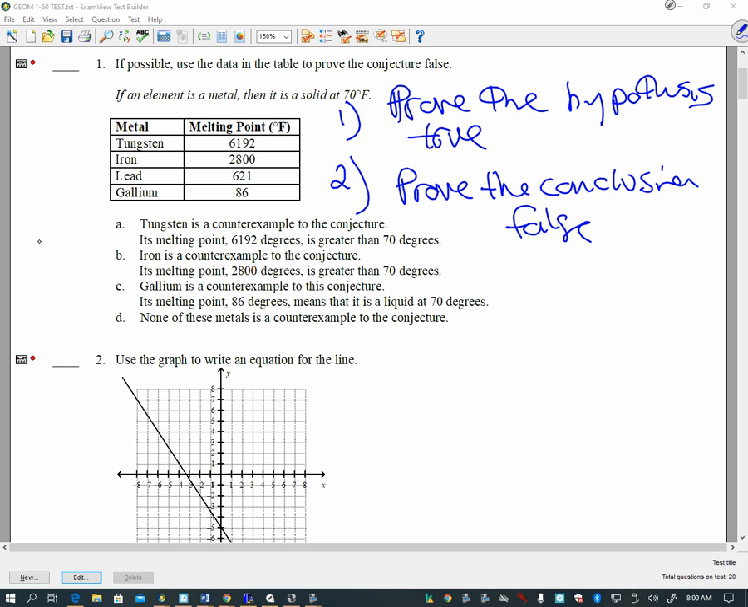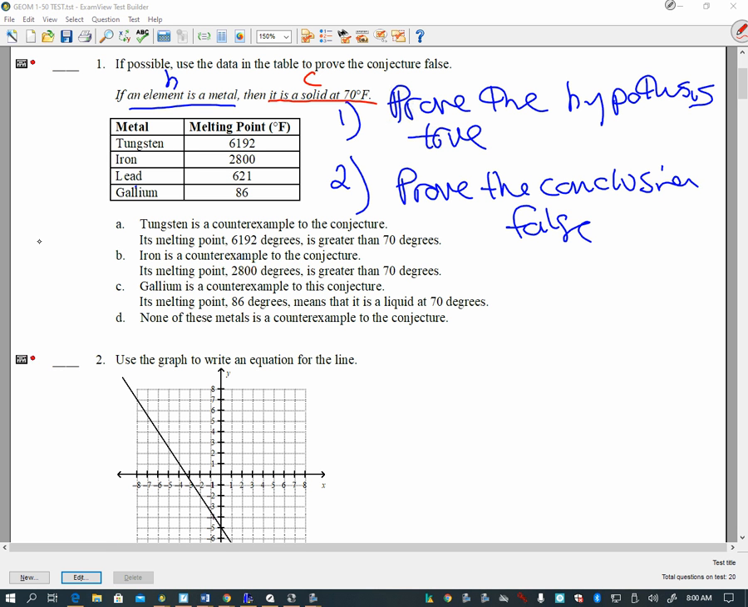Okay, can anybody tell me what the hypothesis of the statement that Jordan just read was? Jordan, can you tell me what the hypothesis was? An element is a metal. Okay, hypothesis. What is the conclusion, Derek? It is a solid at 70 degrees. All right, so I'm looking for something that is first what? A metal. I need something that's a metal.